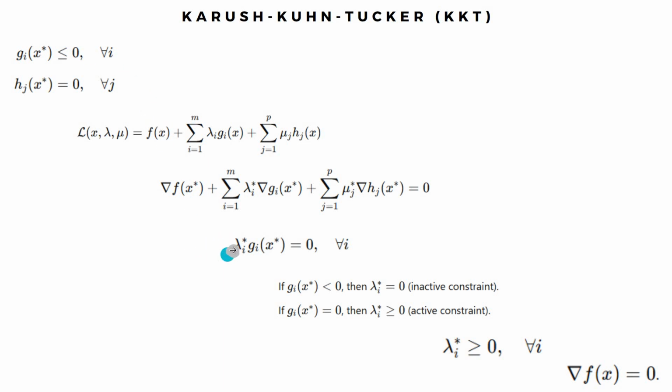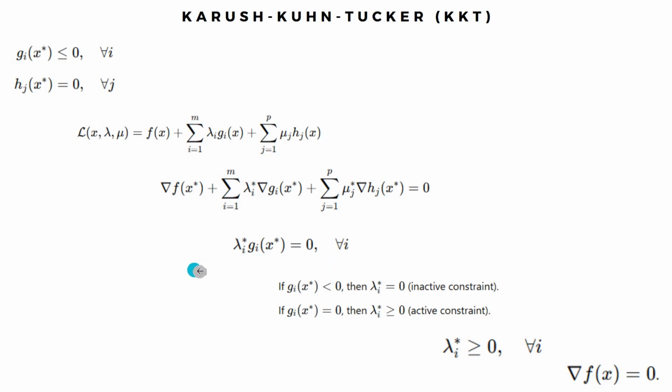Now here is the complementary slackness part. This is also known as the active constraint condition, and the idea here is to determine which inequality constraints are active at the optimal solution and which ones are not. The mathematical condition is written like that: lambda sub i star times g sub i of x star equals 0 for all i.